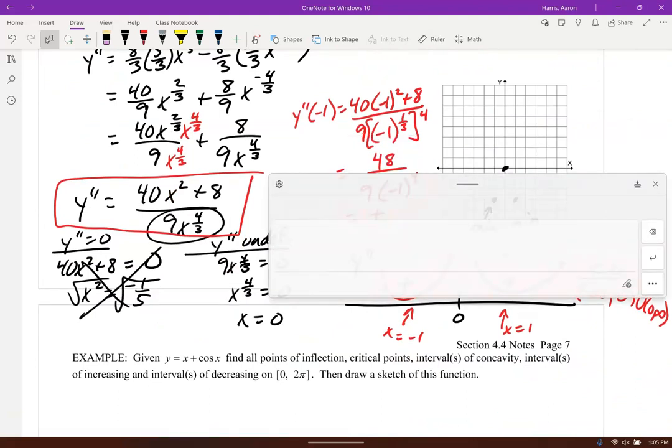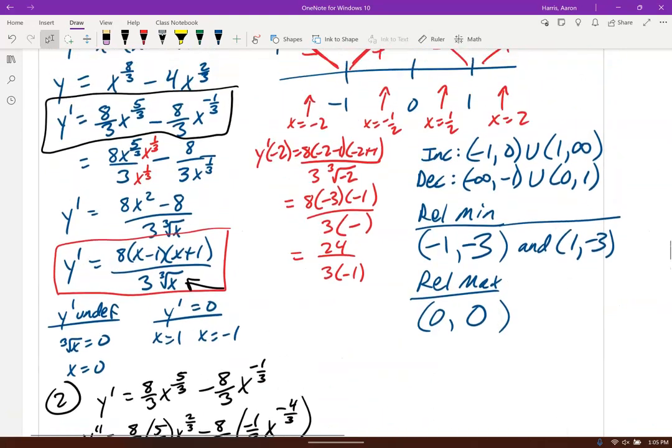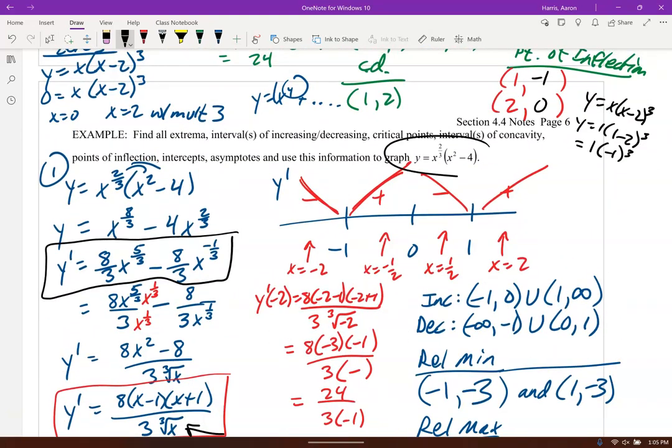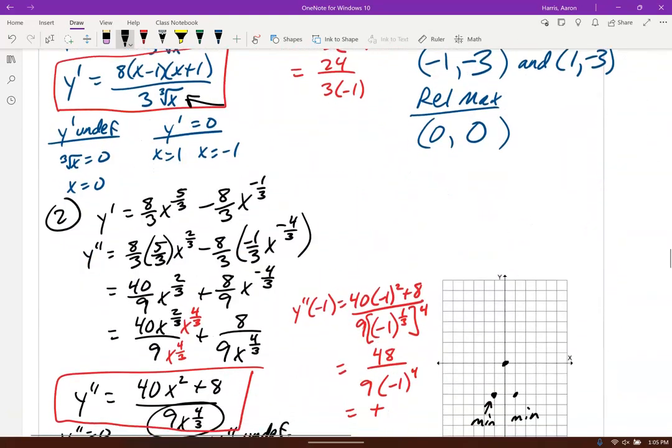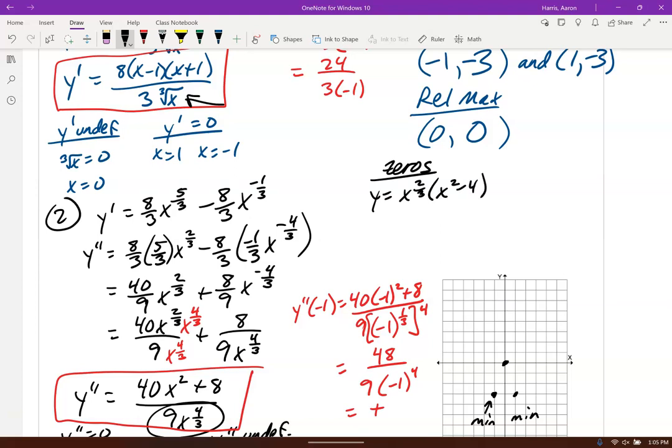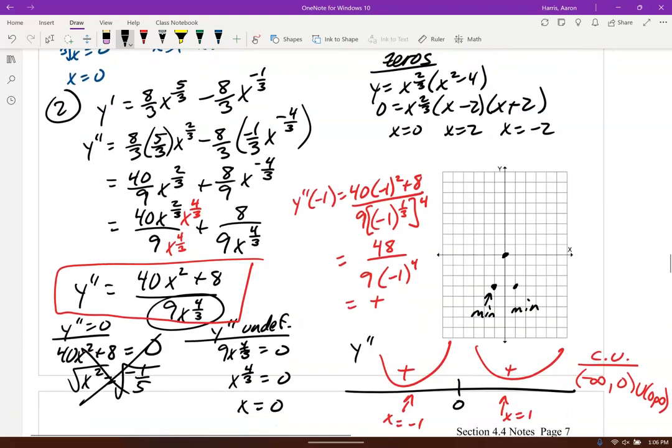You know, the other thing I did not find, I should have found my zeros on the original. What were my zeros of this? For the original function, x to the 2/3, x squared minus 4. So I have x being 2, x being -2, and x being 0. So let me put the 2 and the -2 because I hit those points.